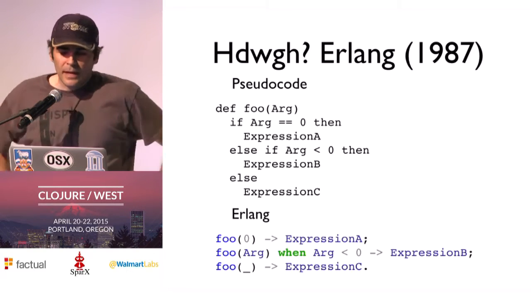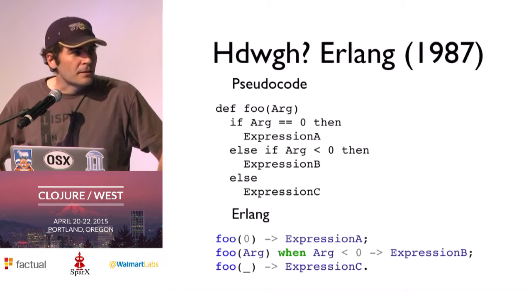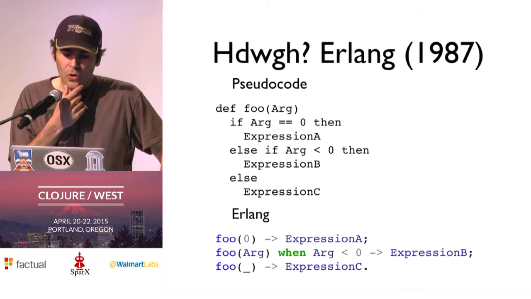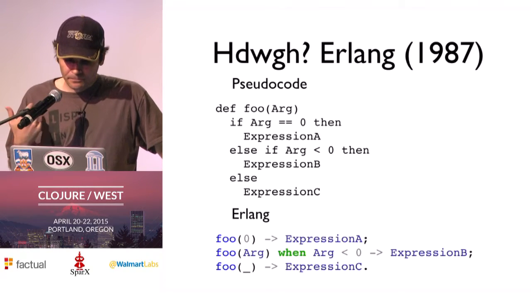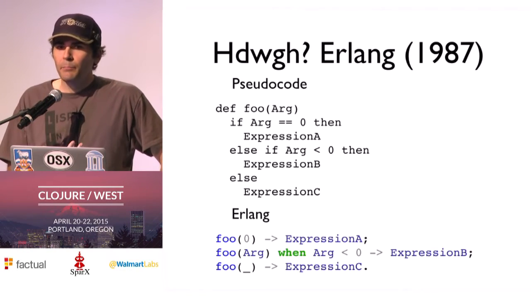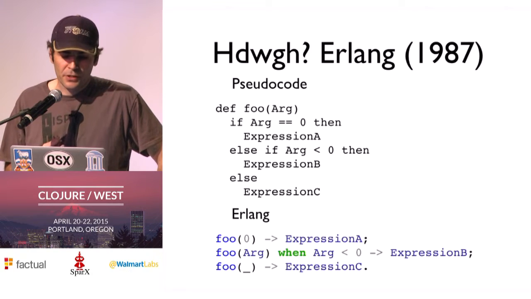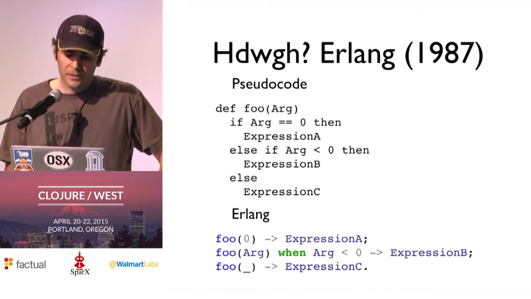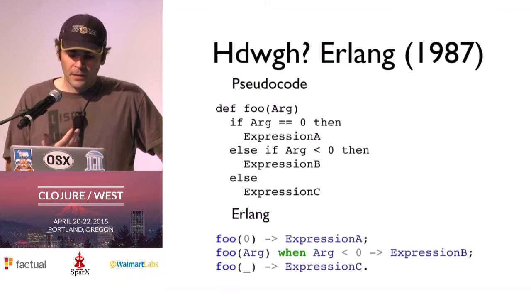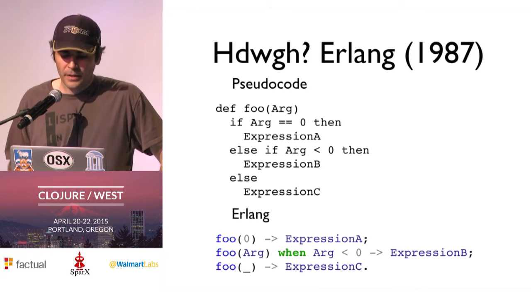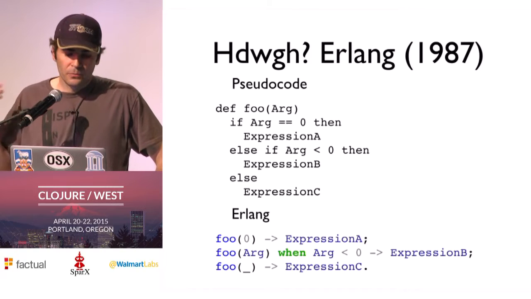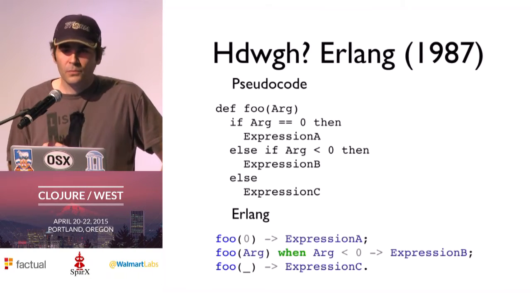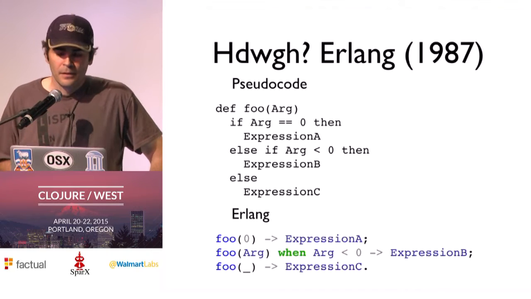Well, Erlang has a much more declarative and concise and I think appealing implementation of this same code, where we actually take the conditional and bake it in as part of the function definition itself. So if our argument is 0, we get expression A. If our argument is less than 0, we get expression B. Anything else, we get expression C. So you guys can follow. It's the same exact code as the pseudocode, but it's just more declarative, more concise, simpler.